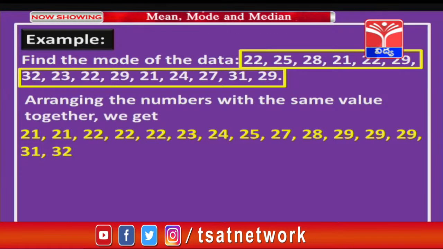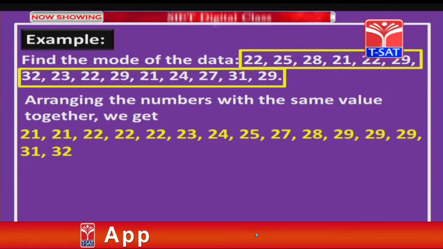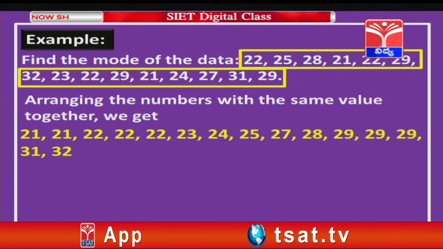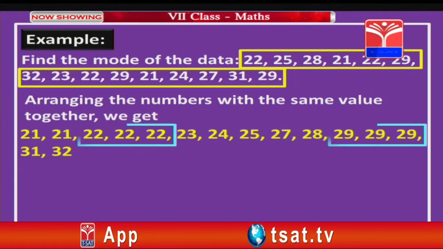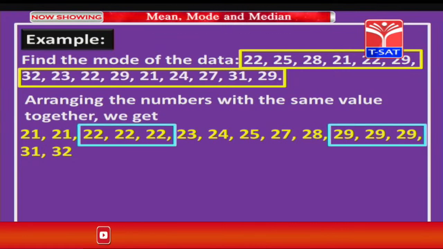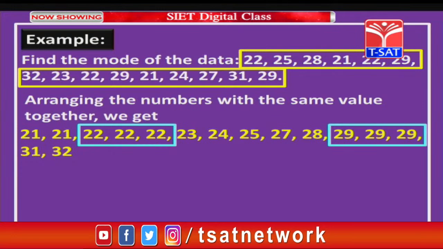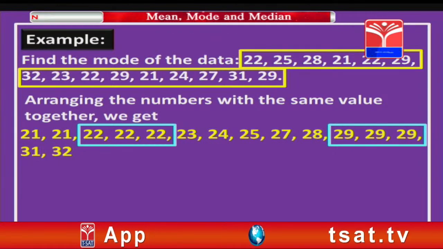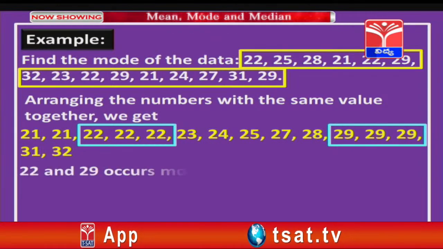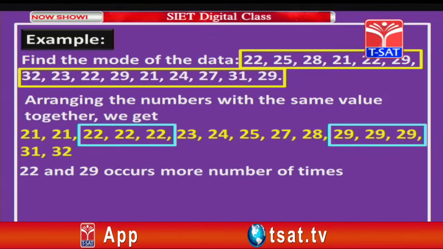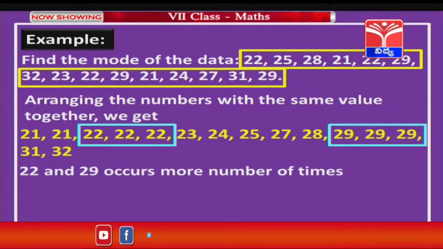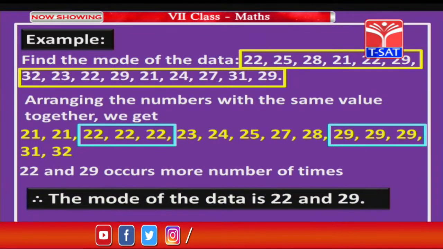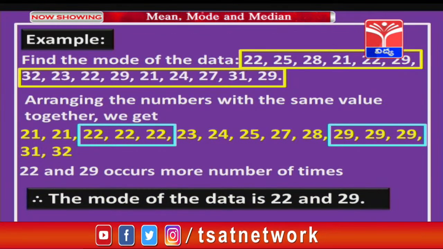We get 21 repeated 2 times, 23 repeated 3 times, and so on. Now, out of all these, children, which is repeated more number of times? Yes, if you see, 22 is repeated 3 times and even 29 also is repeated 3 times. So, both these observations, 22 and 29, are repeated the maximum number of times. So, we say the mode of the data is 22 and 29.